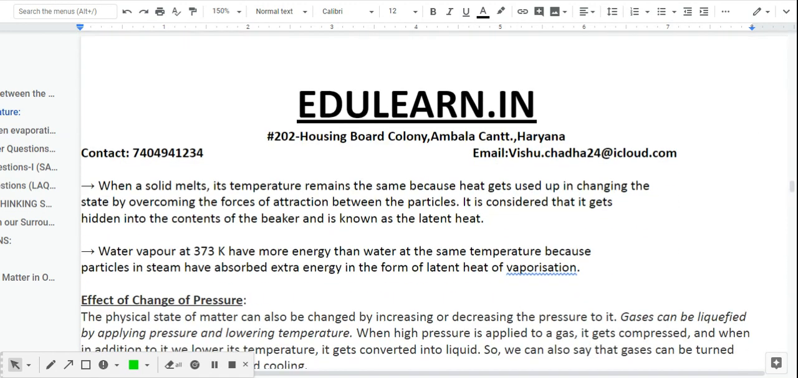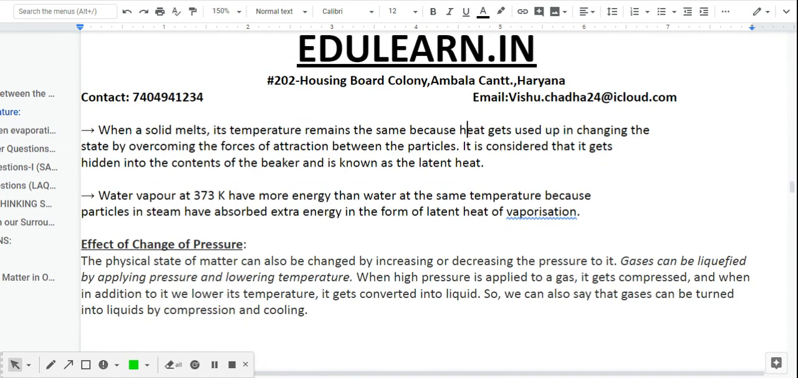When a solid melts, its temperature remains the same, but heat gets used up in changing the state by overcoming the forces of attraction between the particles. I have told you earlier about latent heat. Now let's understand the process involved in the latent heat, right?